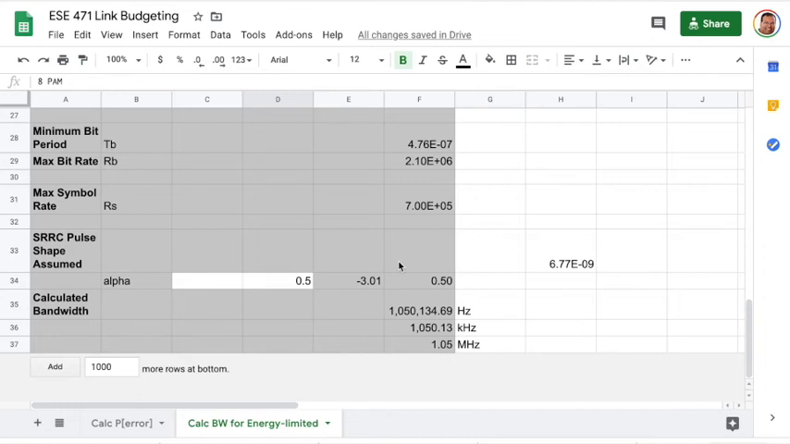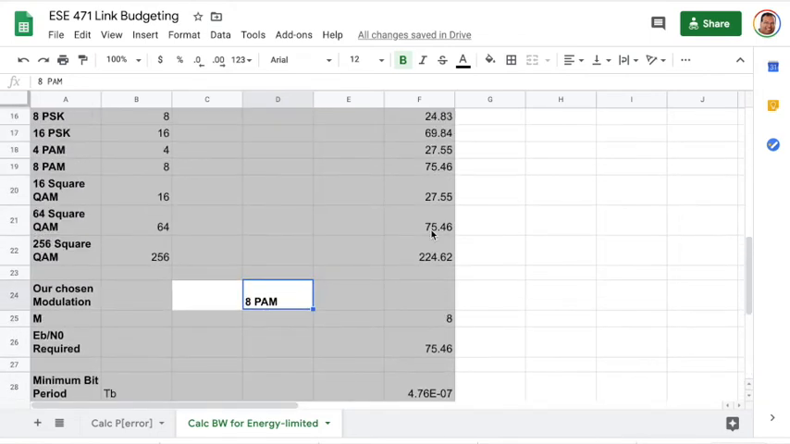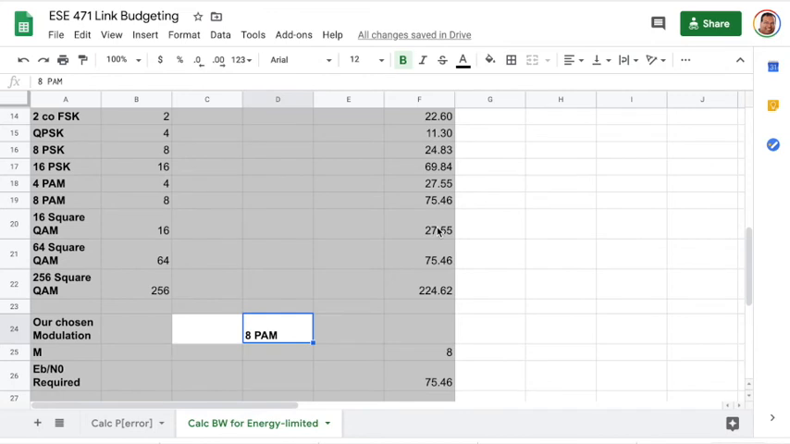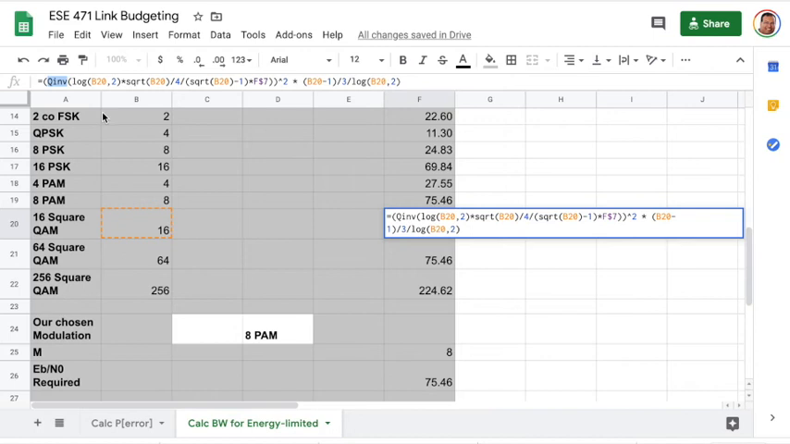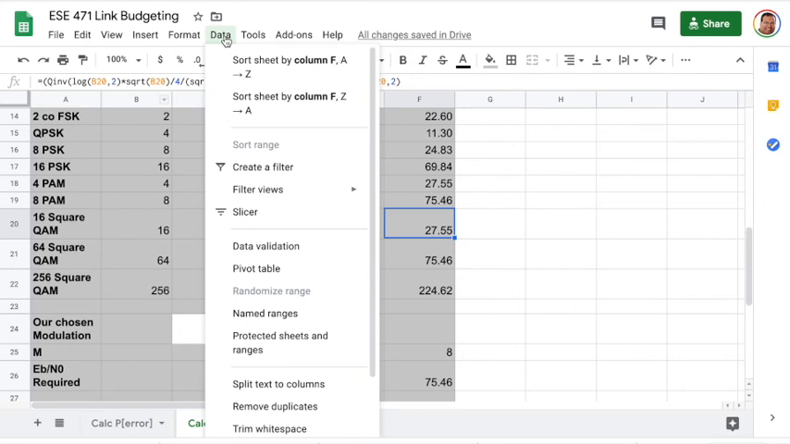So I'll just mention some of the tricks that I use to make this spreadsheet. The primary one is that when you're calculating the Eb/N0 from the expressions that we had, you need a Q function. And in this expression is a Q inverse, actually, which does not come standard in Google Sheets, as you might imagine. I don't think it comes standard in Excel either.